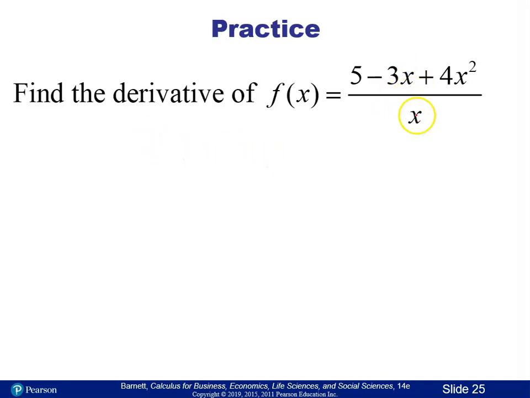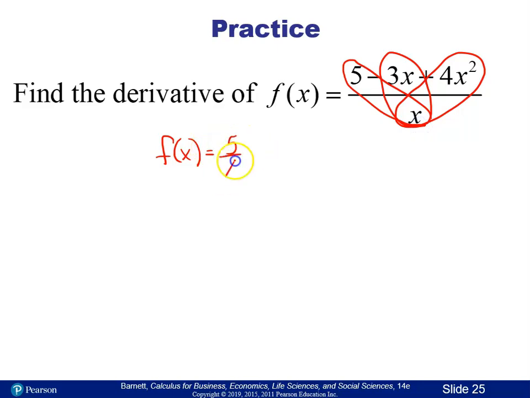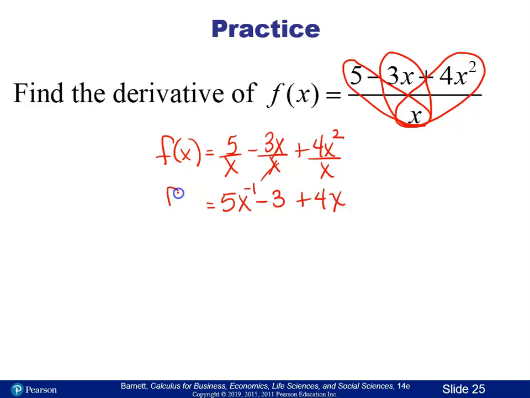Okay, if you see one like this, again, a single term in the denominator, multiple terms in the numerator, then I would say rewrite it, split it up, and you're just going to put each part over that denominator. So 5 over x minus 3x over x plus 4x squared over x. This one I'm going to rewrite as 5x to the negative 1, bringing that x up. Here my x's will just cancel and leave me with 3. And then here I've got just a 4x. So that's still my original, not the derivative.